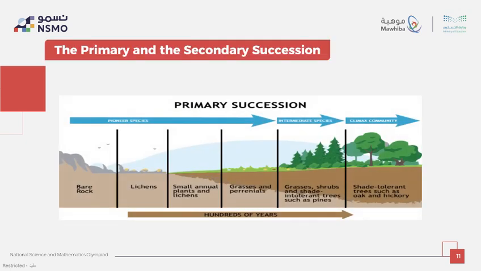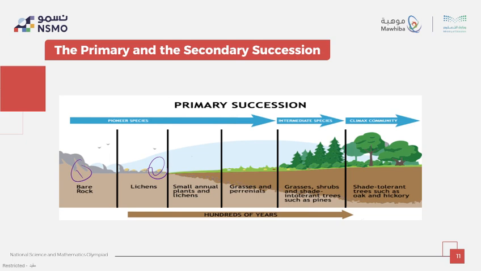So let's talk first about primary succession, and let's walk through the stages shown in the image step by step. And we have here the first step: bare rock. The process begins on bare rock with no soil and no living organisms. Moving to stage number 2, arrival of lichens, pioneer species. Lichens are the first pioneer species. They break down rock to help form the first thin layer of soil.